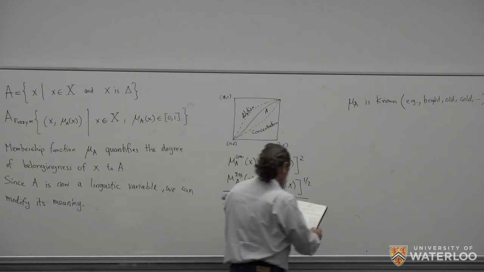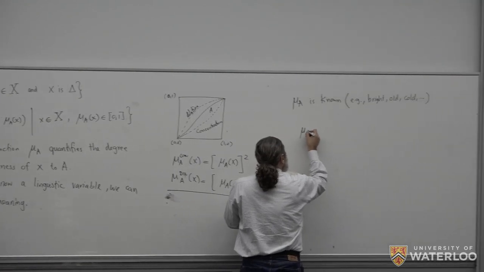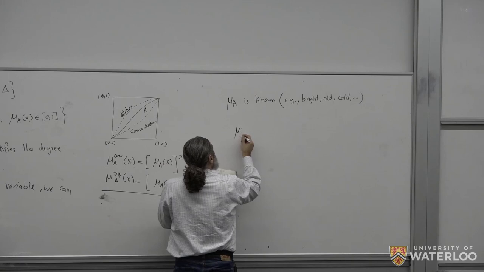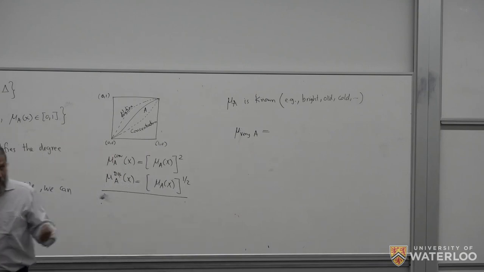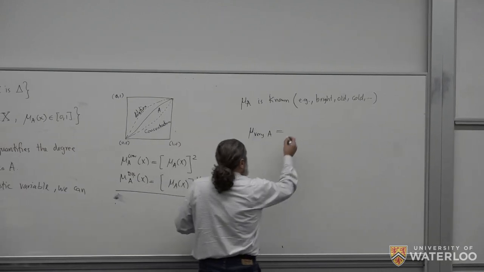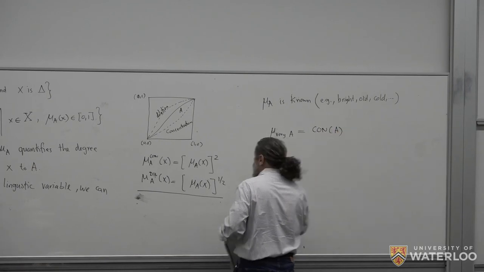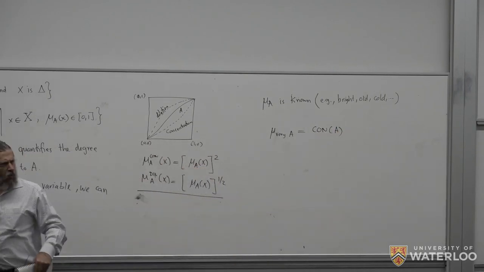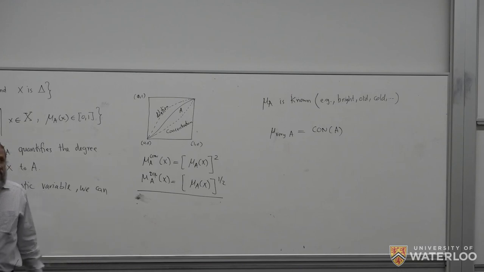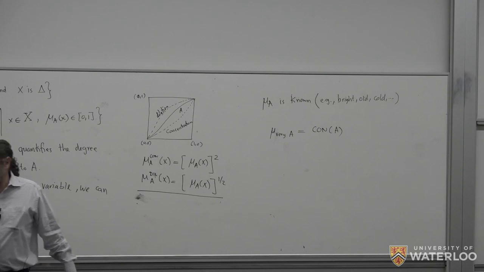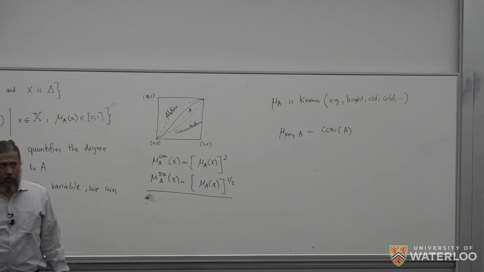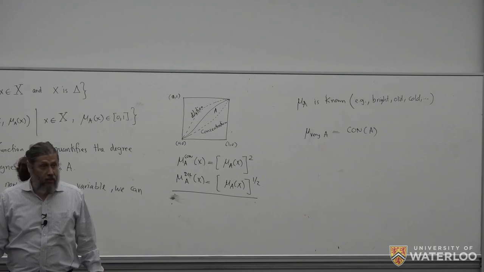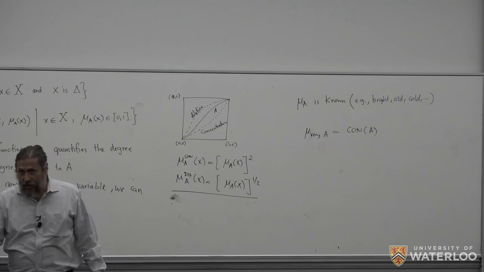Okay, if I know that, what is the membership of very A, whatever A is? So very bright, very old, very cold. What is that membership? You can do it as the concentration of A. So concentration being defined as this, raised to power 2. Why raised to power 2? It works. It doesn't contradict my intuition. I'm going with it. Deal with it. But it could be also 1.9, yeah. Or 2.1, yeah. So what's your point? So you have a lot of degrees of freedom, like the reality.